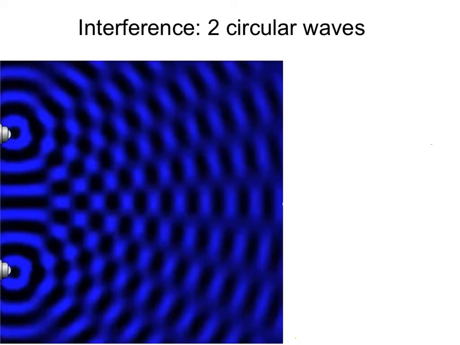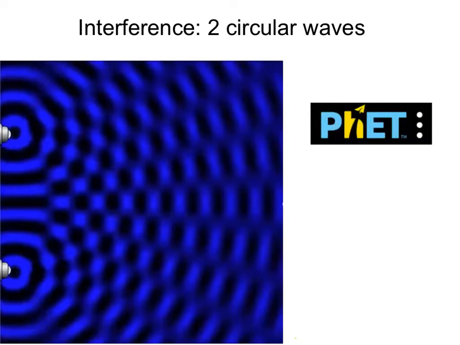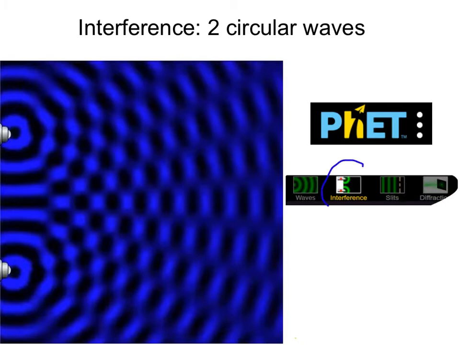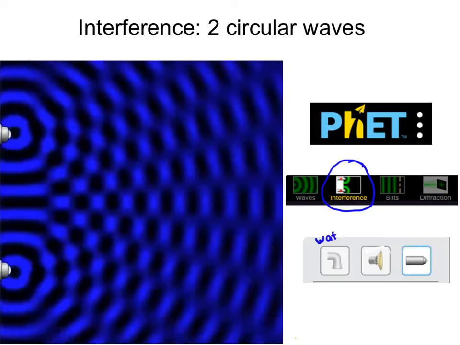In addition to the animation in the resources section, there is also a link to the PhET simulation that allows you to experiment with interfering circular waves. Click on the second option in the activity menu labeled Interference. In the Interference activity box, at the bottom right of the toolbox, you can select water waves, sound waves, or light waves.